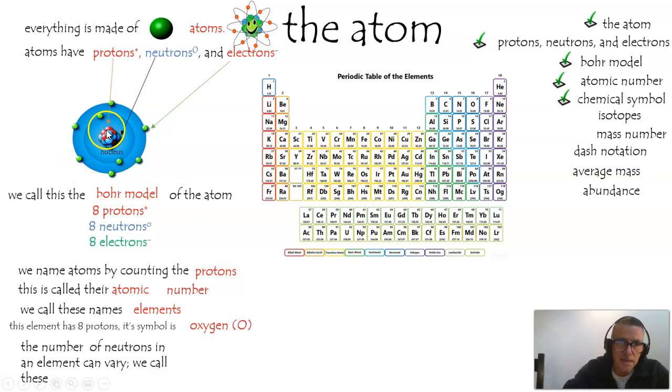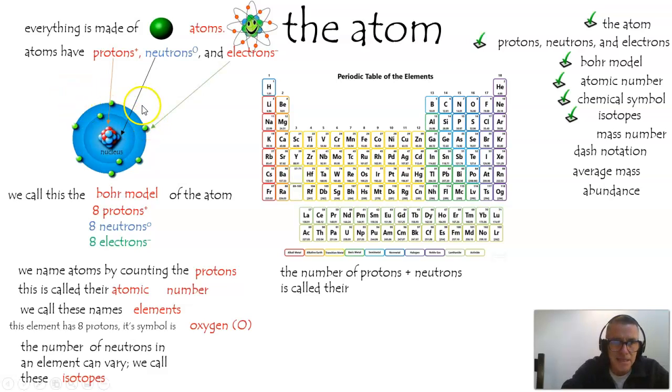Now, the number of neutrons is a little bit funky. It can vary within the element. So you might have an atom of oxygen that has 8 neutrons, like this one. You might have another atom that's still oxygen that has, say, 10 neutrons. These are known as isotopes. Same element, different number of neutrons. This will lead to different masses for different elements, which we'll have to account for.